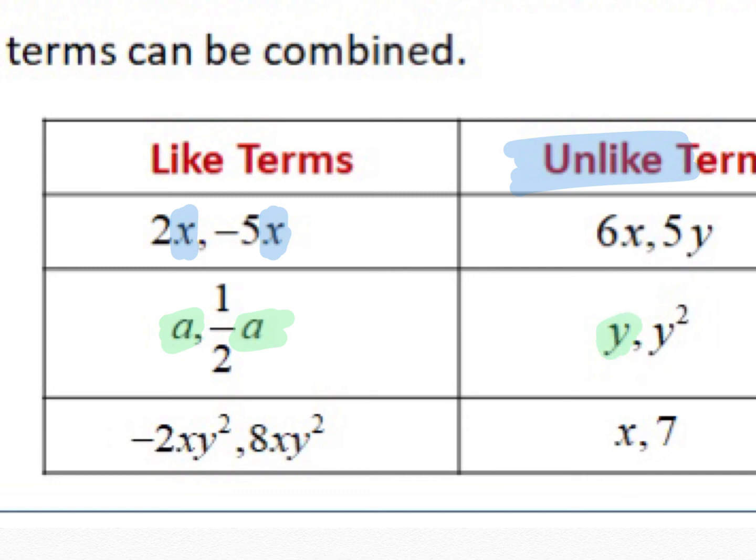Here I have y and y squared. These are unlike terms. They're not the same thing. Even though they're both y's, one of them is y squared, so these are unlike terms. I cannot combine these. And then for the third one, I have xy squared and xy squared. These are the same thing, so I would be able to combine these terms because the variables are the same. So the variables have to be the same for you to combine them.